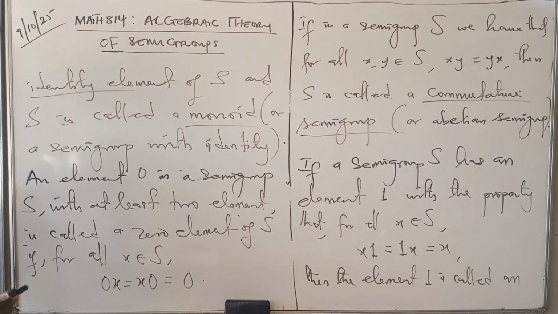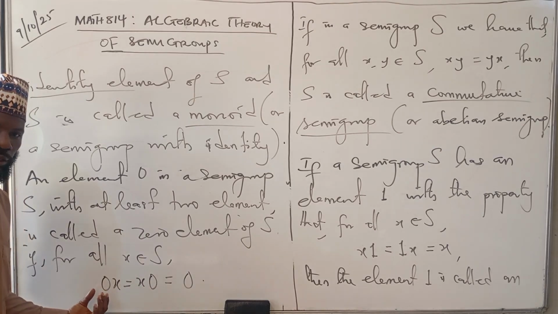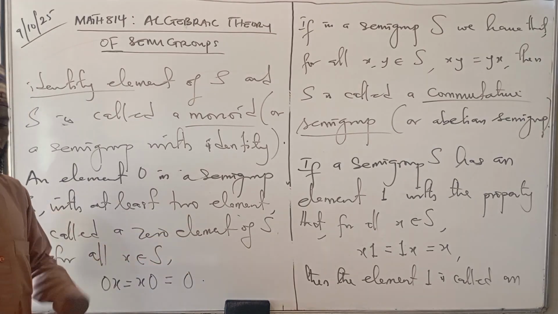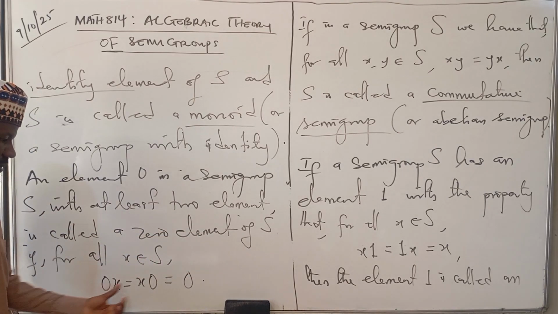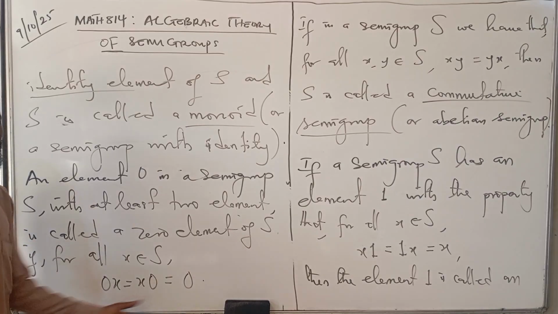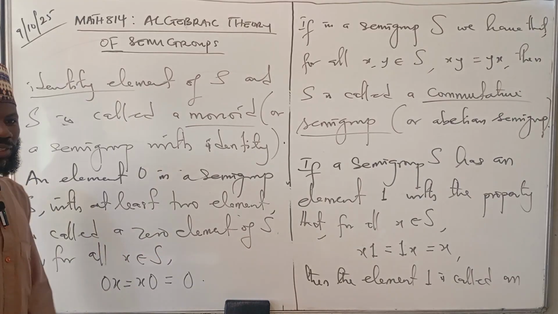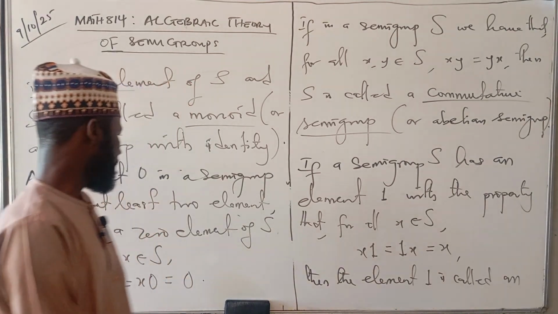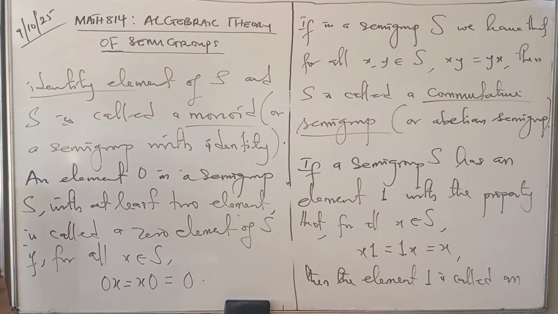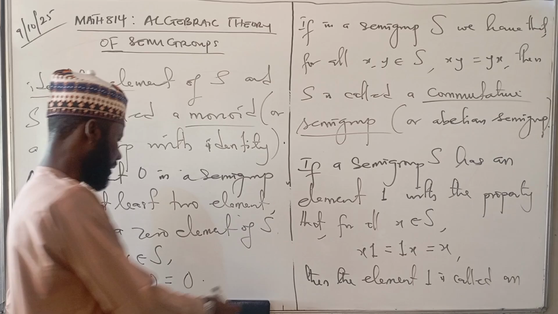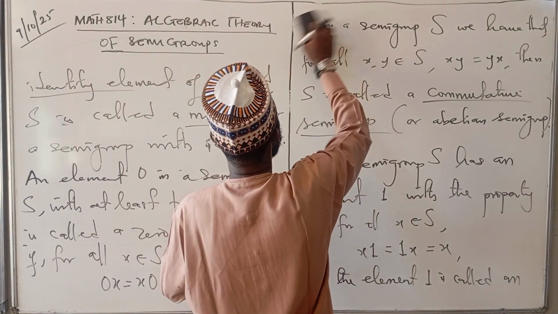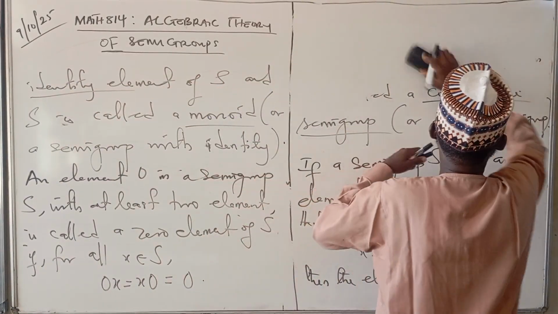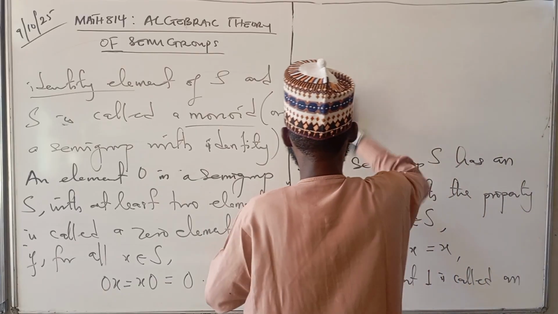So an element for which, whenever you multiply with every other element, you still get the element back, is called 0. This is what we know of 0, even in numbers. 0 is an element that if you multiply with every other element, you get the 0 back. Such an element is called a 0 element in a semigroup. And in this case, the semigroup will be called a semigroup with 0.